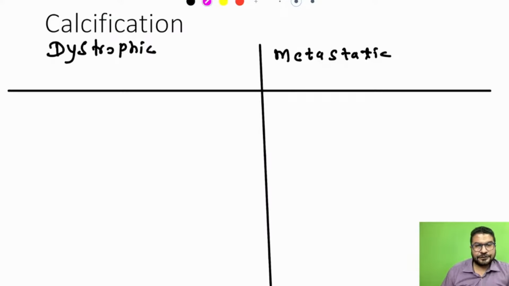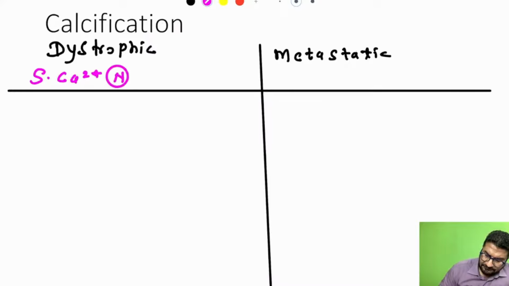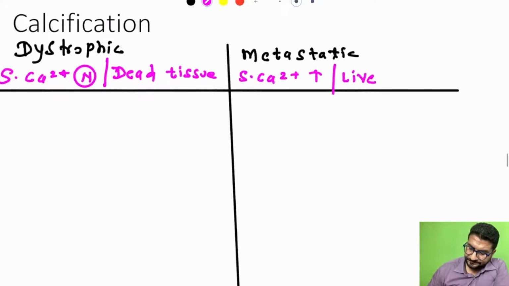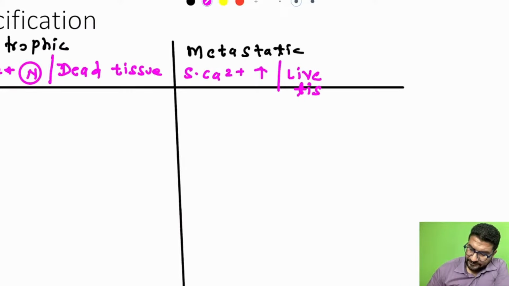So understand this thing. Dystrophic calcification में सीरम कैल्शियम कैसा होगा? Serum calcium, this will be normal. Why? Because it is seen in dead tissue. In metastatic calcification, serum calcium will increase. मेटास्टैटिक में सीरम कैल्शियम ज़्यादा होगा, and this is something which we see in live tissue, and most common live tissue it will be lung.